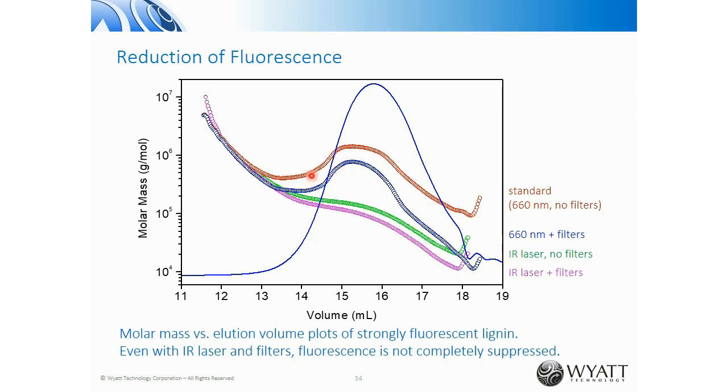Then we have in blue the regular laser with filters. They help, but still the effect of fluorescence is very strong. Using an infrared laser without filters, the results are shown in green. So we can see a strong reduction of fluorescence by going to an infrared laser, and we get even more reduction of fluorescence when the infrared laser is combined with fluorescence blocking filters.